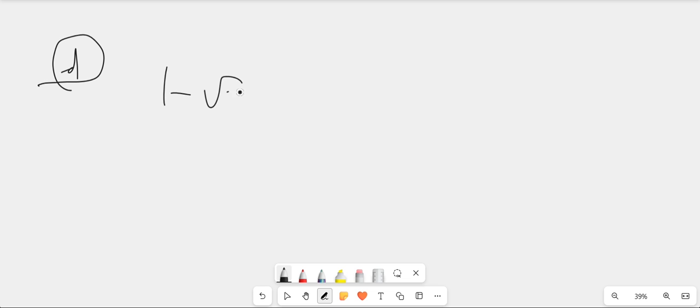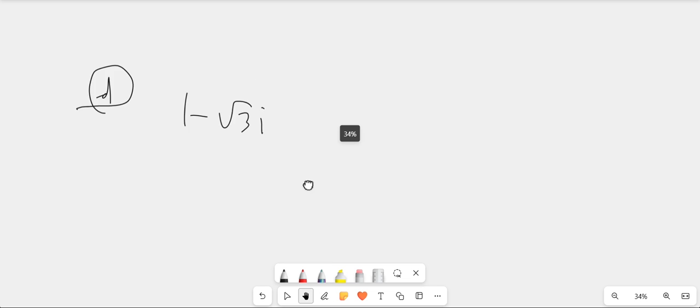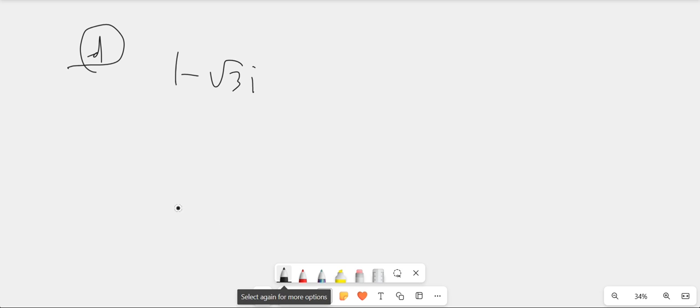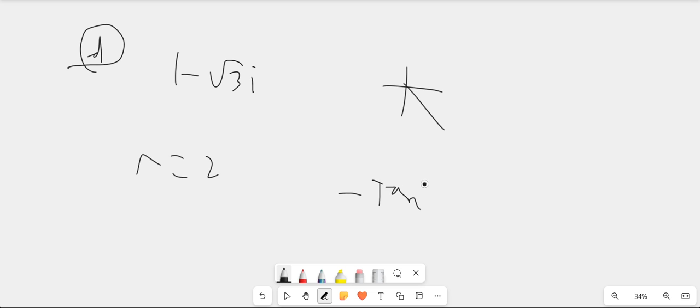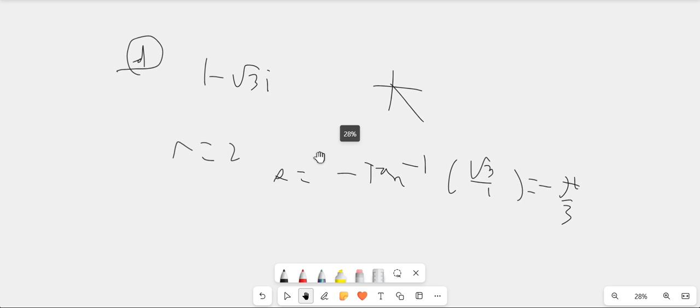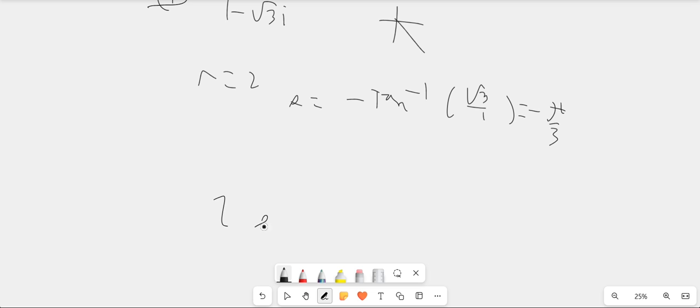1 minus root 3i. So obviously, r is what? r is 2, because 1 squared plus root 3 squared, that's 4, and then square root 4 is 2. So r is 2, yeah? Found by Pythagoras here, and then again, we're in this situation here, so it's going to be negative tan inverse here of root 3 over 1. That's going to give you negative pi over 3, yeah? So that's theta, yeah? So the thing is 2e to the power of minus pi over 3i, yeah?